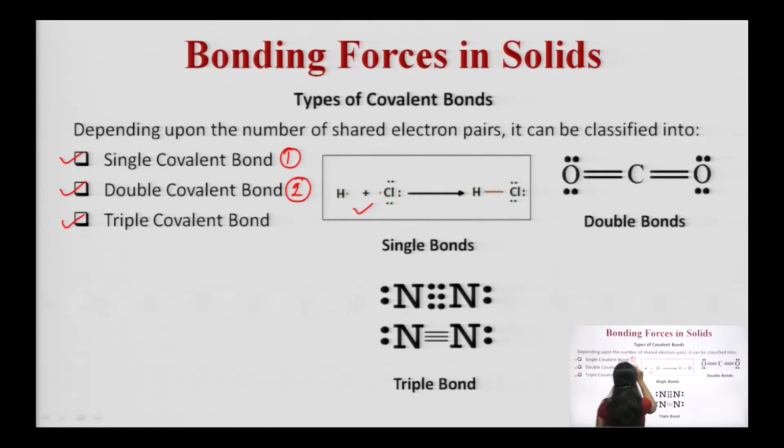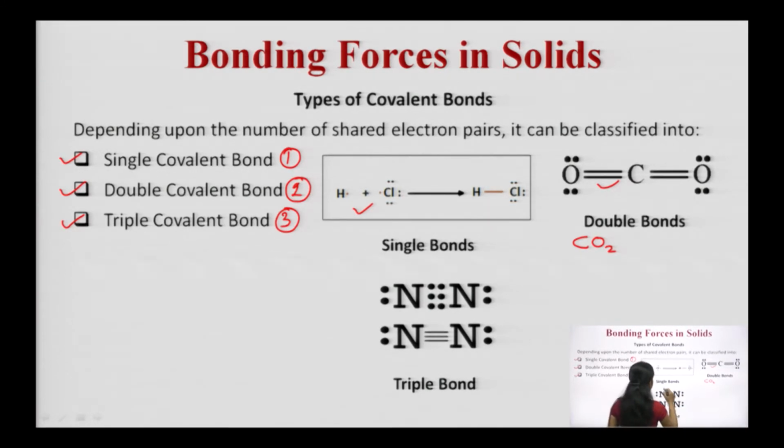Second is the double covalent bond. In this case you can see in the case of CO2 what happened? A carbon atom is in between the 2 oxygen atoms. Carbon atom is having 4 electrons in the outermost orbit. Oxygen is having 6. So, 2 electrons of the carbon will form a covalent bond, meaning sharing of 2 electron pairs. So, this is known as a double covalent bond, and the third case is the triple covalent bond.